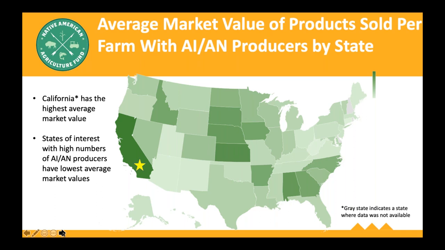This map is looking at the average market value of products sold per farm with American Indian, Alaska Native producers by state. The star on California indicates that it has the highest average market value. It's also noted that states of interest with high numbers of American Indian, Alaska Native producers have the lowest average market values, which is not good. The top three states are California, Kansas, and Alabama, which are all states of interest. The bottom three states are Connecticut, West Virginia, and Arizona, with Arizona being a state of interest.